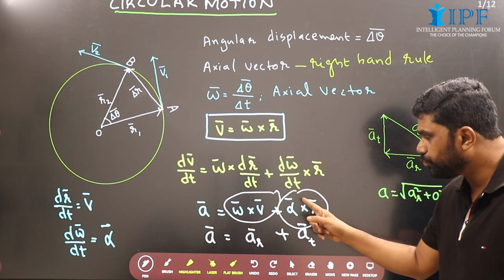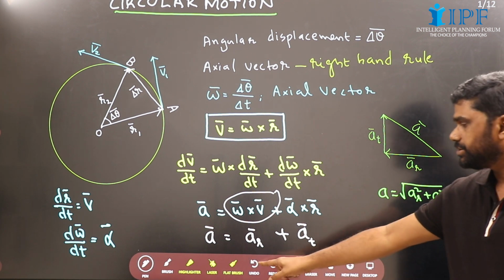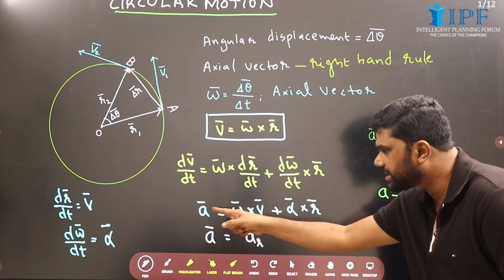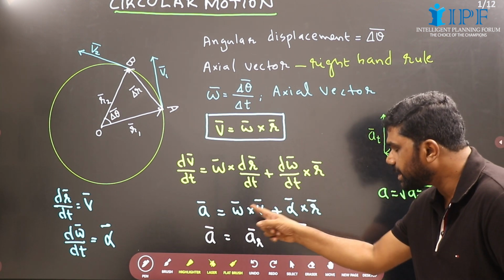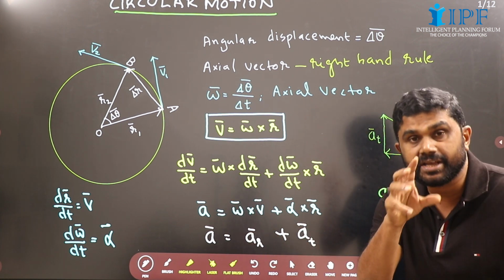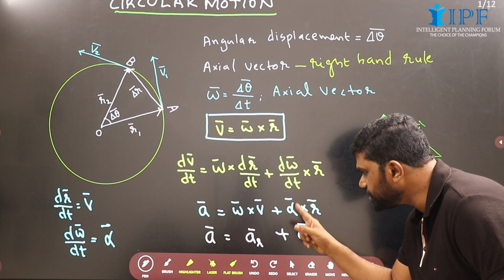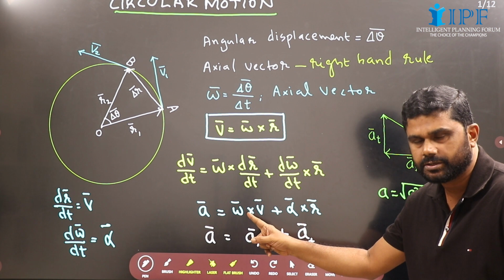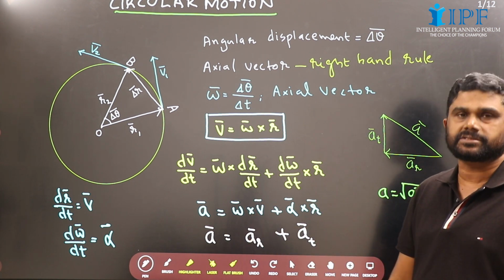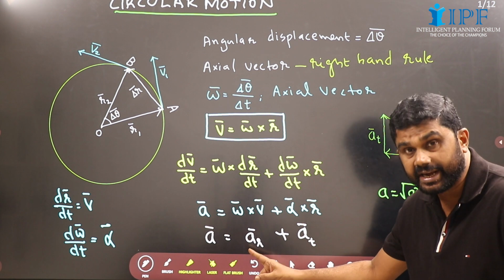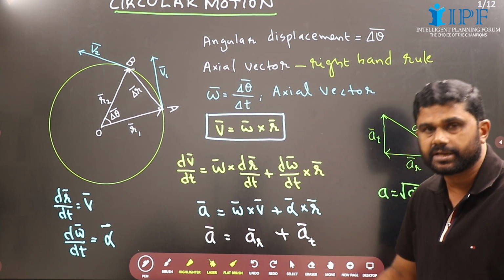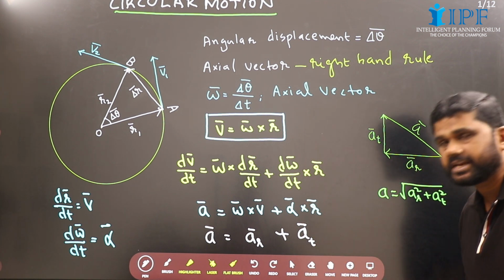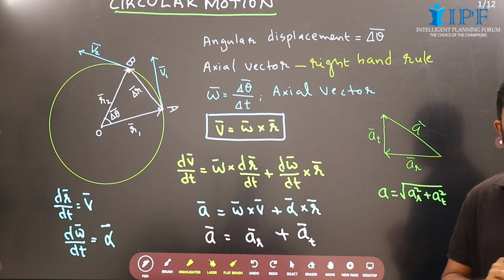Okay, so if these two quantities are added, these two must be similar quantities. By adding these two, we will get linear acceleration. If the sum of these two components gives a linear acceleration, then each of these must be linear acceleration. So this is one component of linear acceleration. This is another component of linear acceleration. This is directed along the radius, so it's called radial acceleration or the centripetal acceleration. This is directed along the tangent, it's called tangential acceleration.